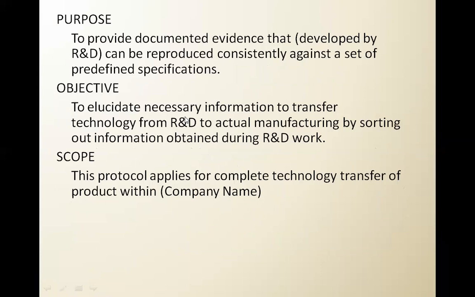Initially we have to write the purpose. Purpose means what? Why are we going for this technology transfer? To provide documented evidence, developed by the R&D department, that it can be produced consistently against a set of predetermined specifications. There are some specifications mentioned in the master formulation. For that specification, we are continuously reproducing the data, or producing batches as per the documented evidence developed by the R&D. So this is our purpose.